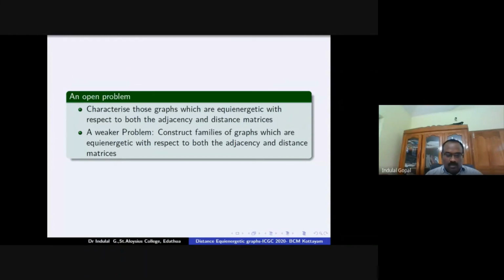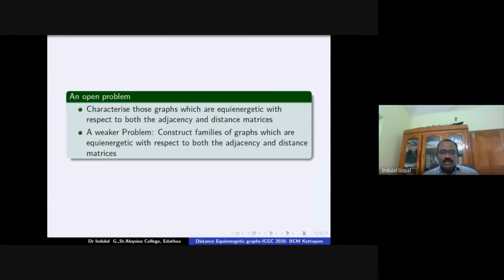Another problem we can suggest is: suppose G and H are two equi-energetic graphs with respect to the adjacency matrix as well as the distance matrix, or at least one of them. Then are any vertex-deleted or edge-deleted subgraphs of these two graphs G and H equi-energetic? I think that is a problem to be addressed. I didn't see anyone attempt this problem.